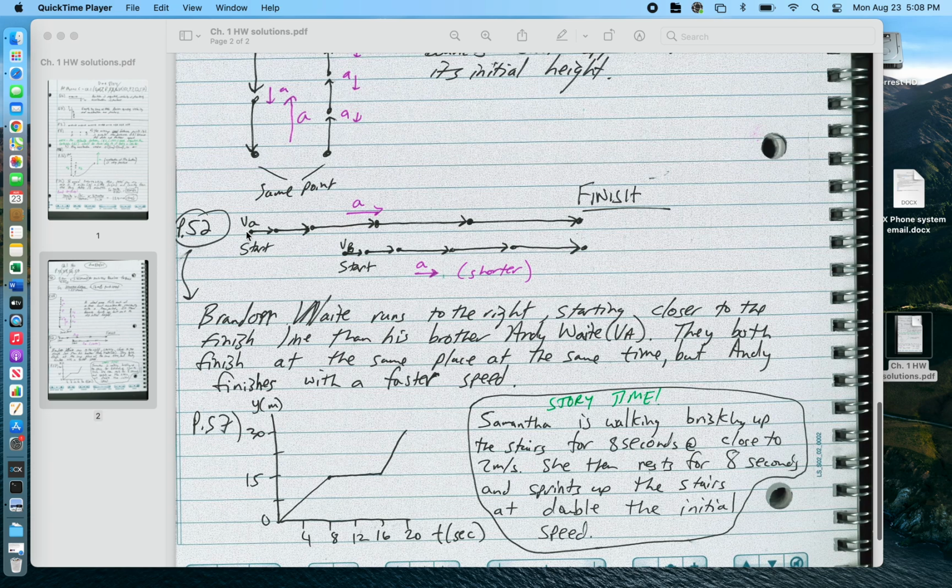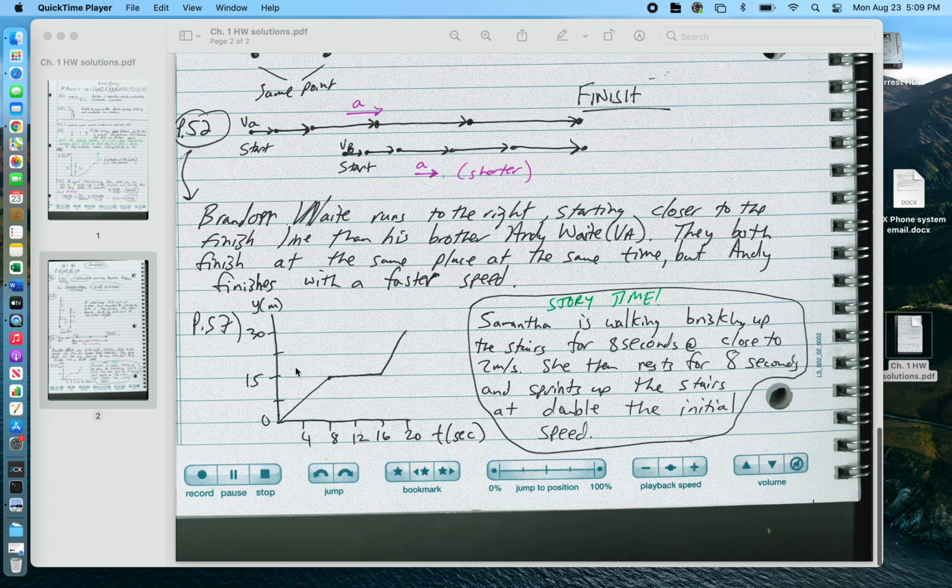Problem 52, I've got VA and VB. It looks like the position of B is starting ahead or in front of A, but the acceleration is lower, so this arrow is shorter. And they finish at the same time and at the same place. So I said that Brandon Waite was running to the right, that's VB, starting closer to the finish line than his brother Andy, VA, and they both finished at the same time, but notice that Andy would have a higher speed. So if the race was a little longer, Andy would have won the race.